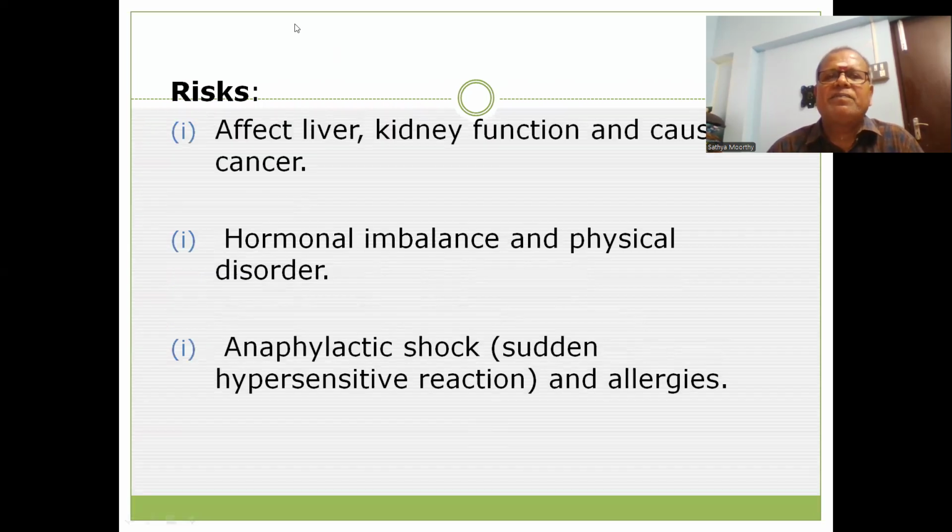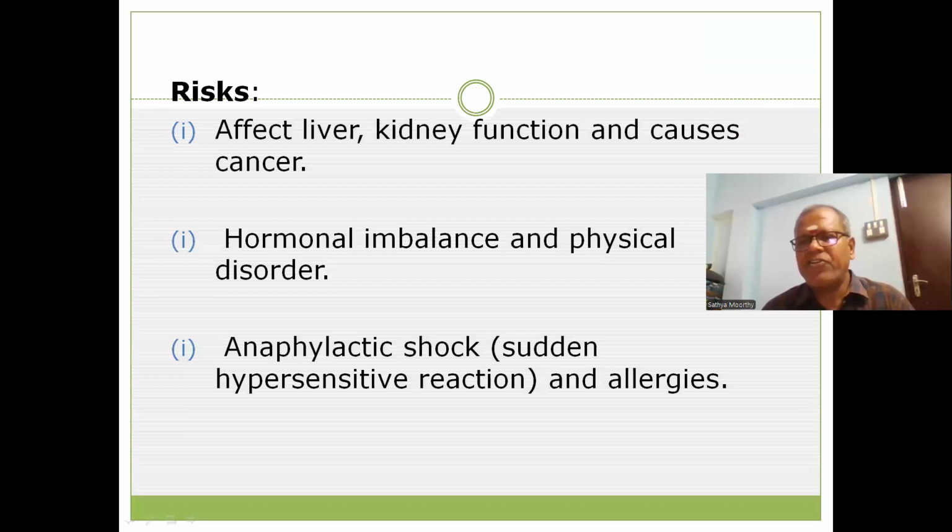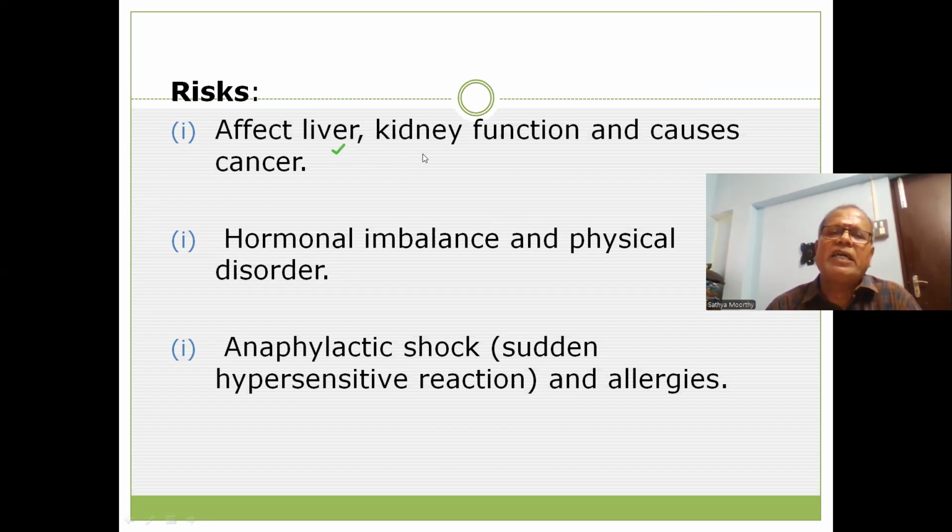What are the risks? Biological magnification, entry of chemicals from the environment to human system or plant system or animal system. We are calling it as biological magnification. So, if the environmental pollutant enters a human system through food, it is also said to be biological magnification. And the chemicals present in the food affect human liver, kidney function, and also cause cancer because the chemicals are mostly carcinogenic in nature.